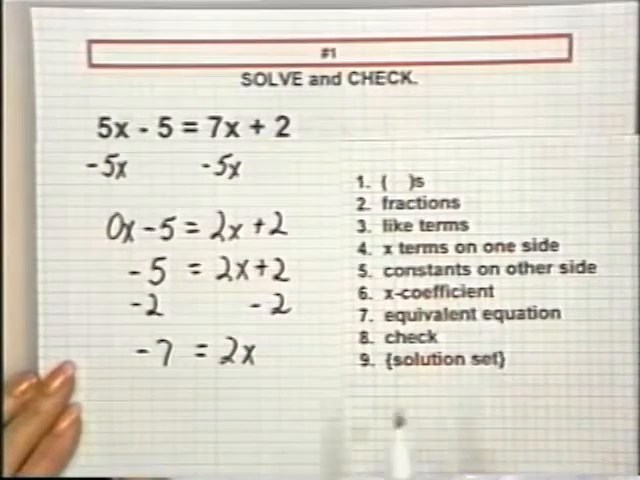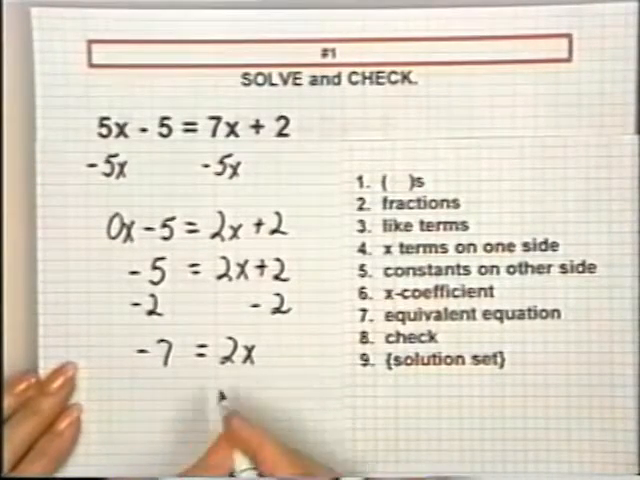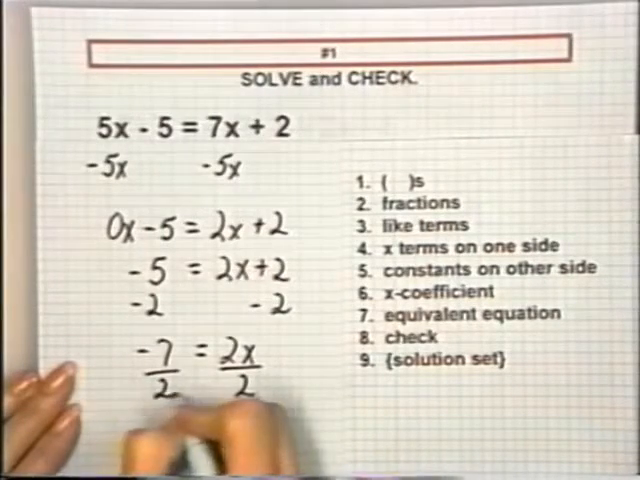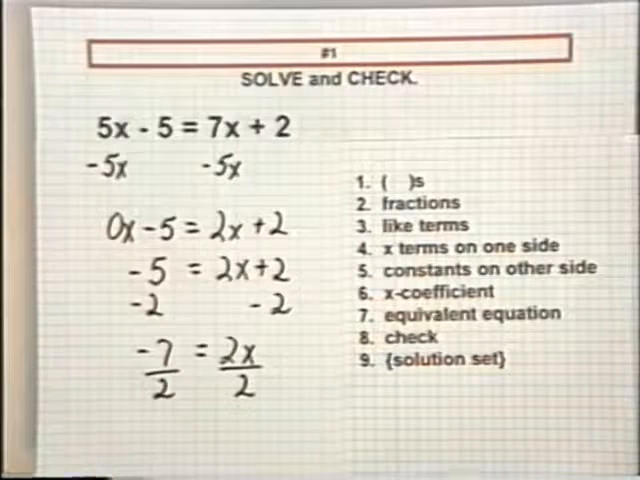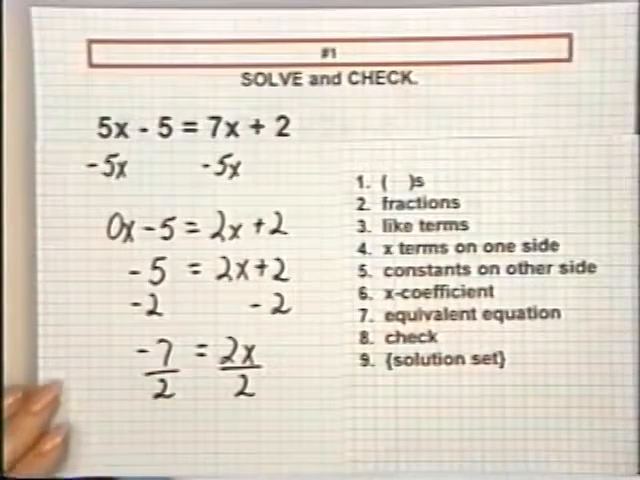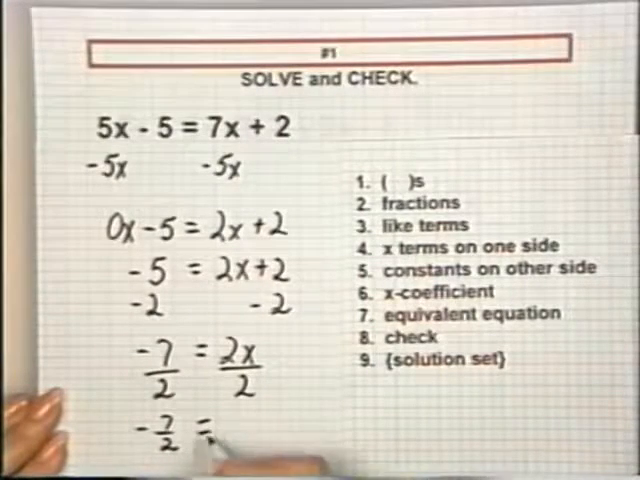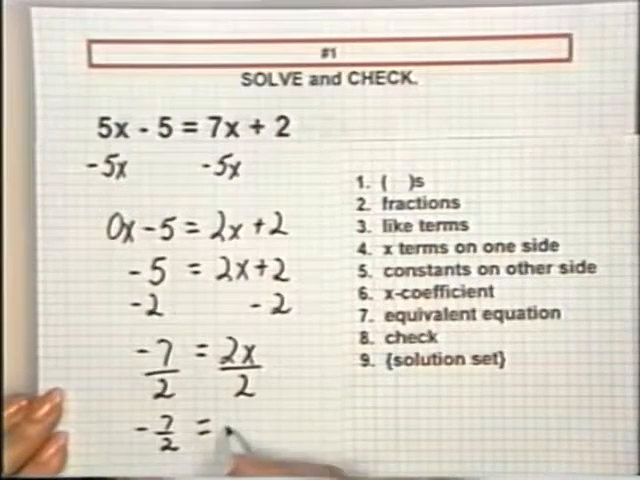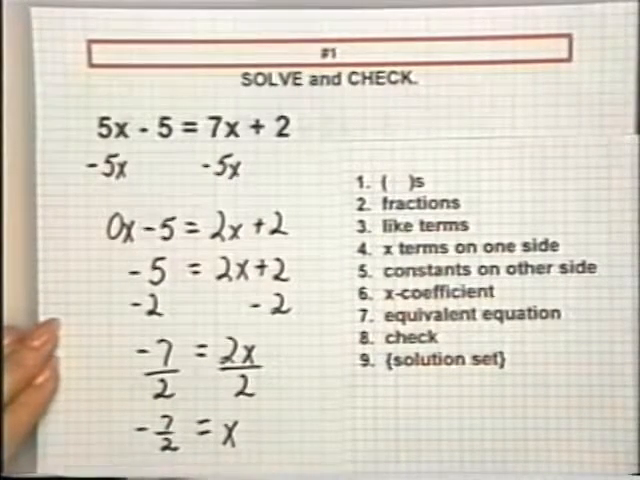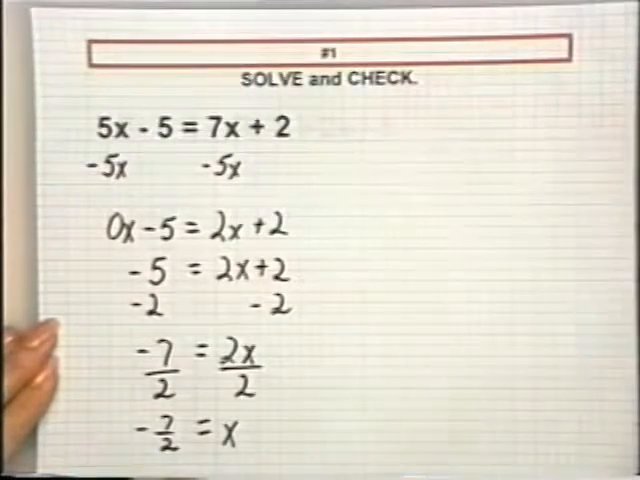Next, I need to remove the x coefficient. The x coefficient is 2. Since the 2 has been multiplied times the x, to undo multiplying x by 2, I will divide both sides of the equation by 2. If you prefer, you may multiply both sides of the equation by 1/2 instead of dividing both sides by 2. The result is -7/2 equals 2 divided by 2 is 1x. What I have here is the equivalent equation. I think the solution is -7/2. Let's check and see if it is.